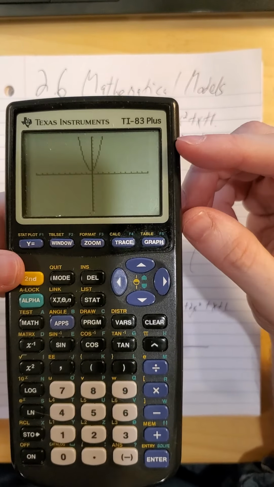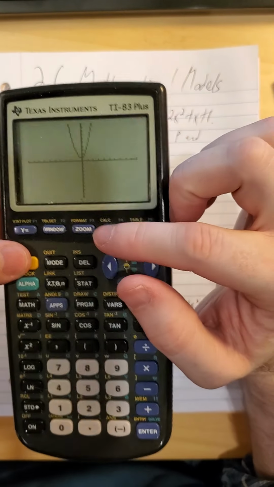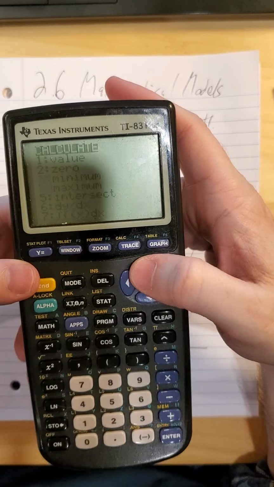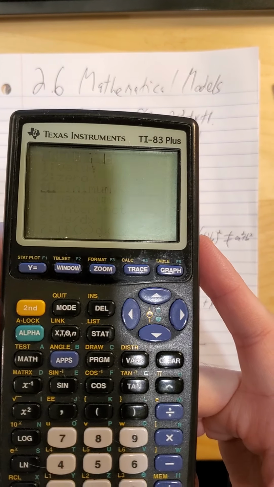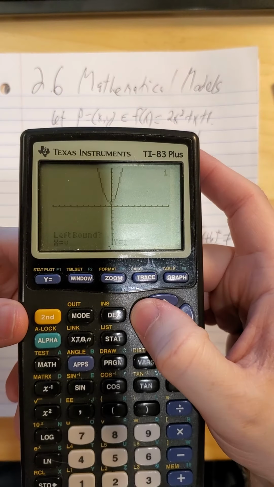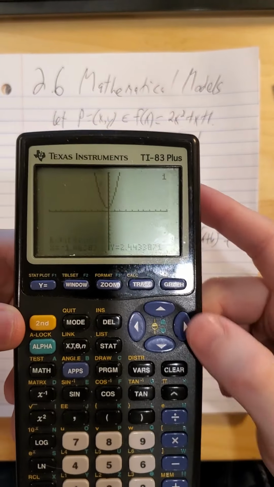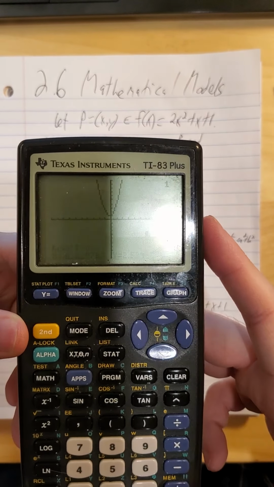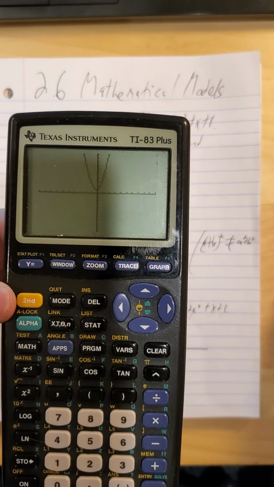So the y is, remember, a distance, so notice it doesn't dip into these negatives. So we want to find that minimum distance, so second and calculate. We want the minimum, that is option number 3 there. And left bound, right bound, and a guess. So we're to the left of where it should end, to the right of this bottom piece, and a good guess at the bottom.